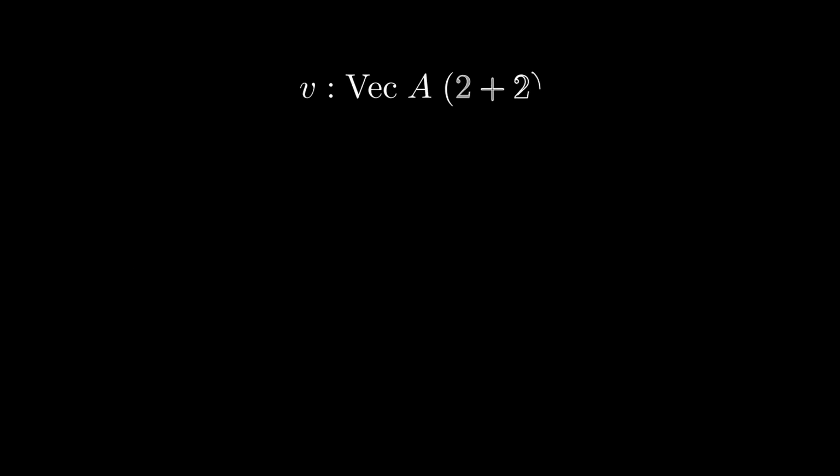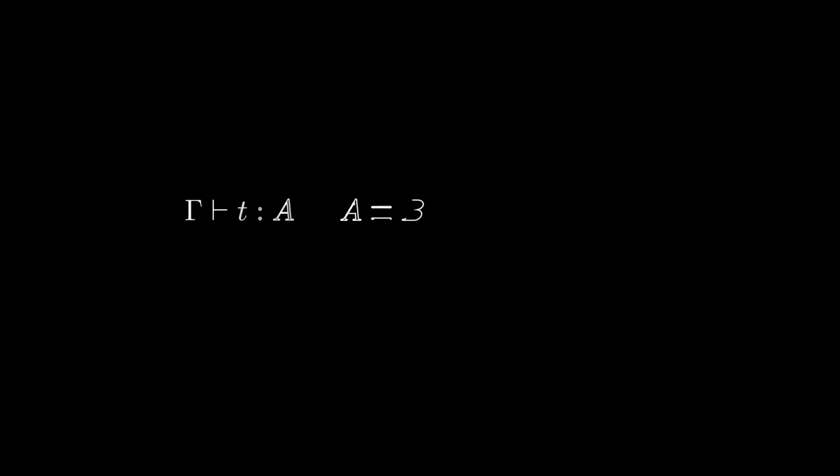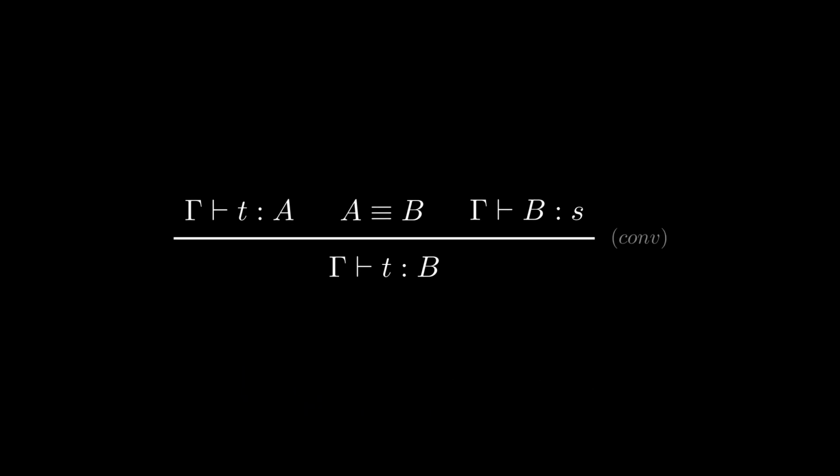Now reduction enters the story. Elaboration often needs to know whether two types are the same after computation. A vector of length 2 plus 2 should fit where a vector of length 4 is expected. This is the conversion rule. If a term has type A and A is definitionally equal to B, the same term may be used at type B.